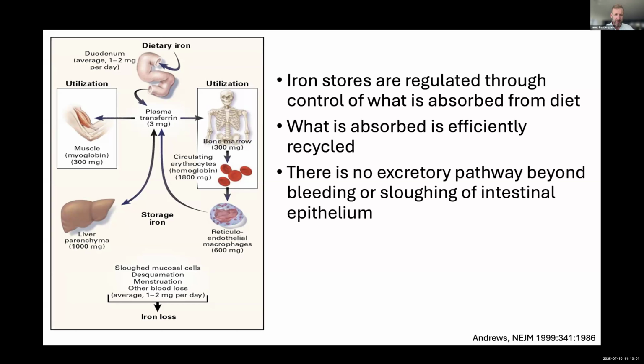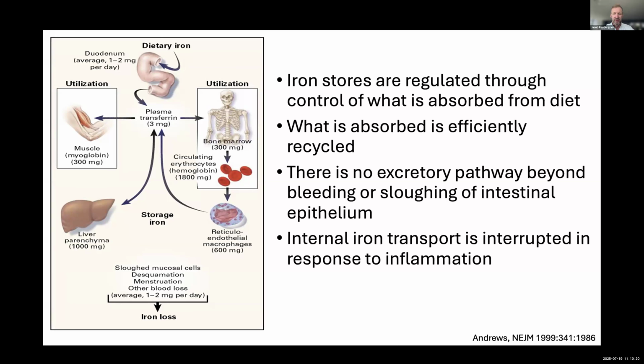And I think this probably just speaks to the fact that iron, from an evolutionary perspective, was scarce. It was always in short supply. And so there was never any kind of need to have an excretory pathway. It was just assumed that you would absorb as much as you could from what you ate until you had enough, and then you would stop absorbing.